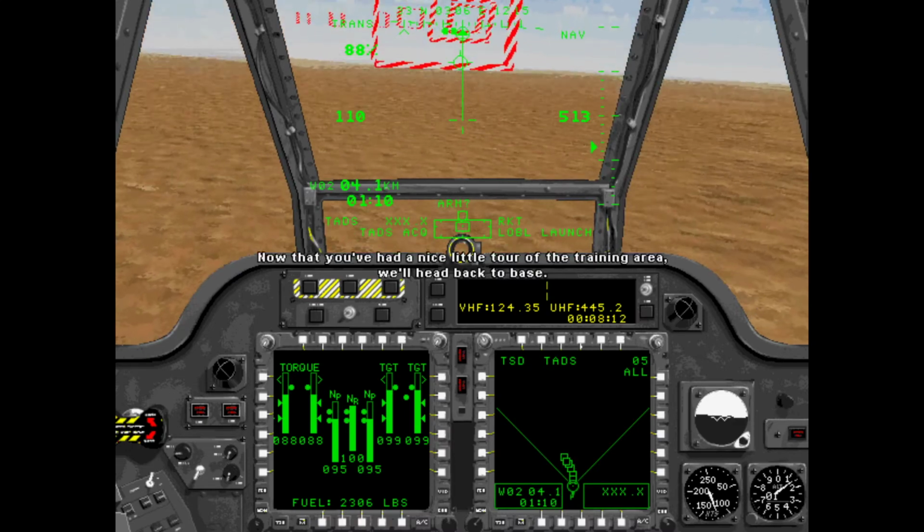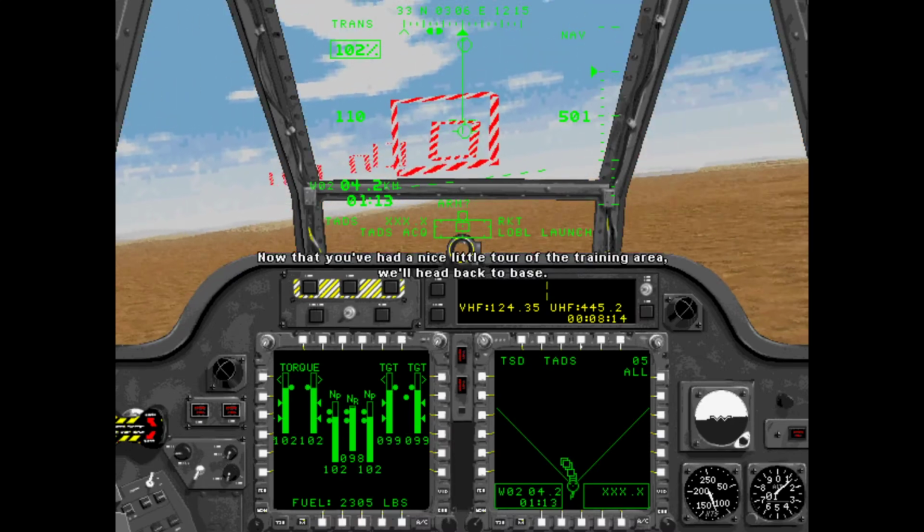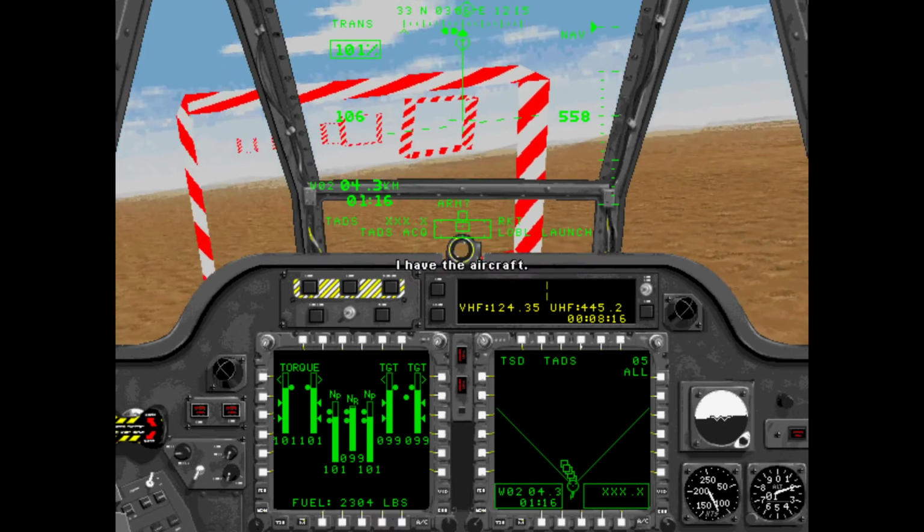Now that you've had a nice little tour of the training area, we'll head back to base. I have the aircraft.